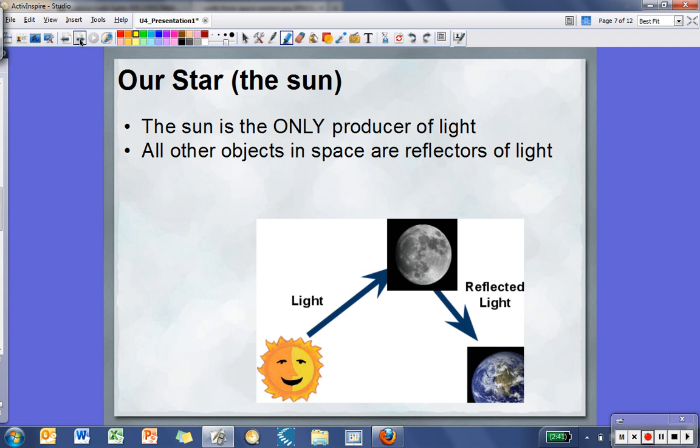Okay? So now, what is the sun also? It's also called the producer of light. Okay? And it's the only producer of light. And I want to make sure that people understand that concept. All other objects in space are reflectors of light. What I mean by this is when you look at things out in space, like the moon, the moon is not the one producing light.